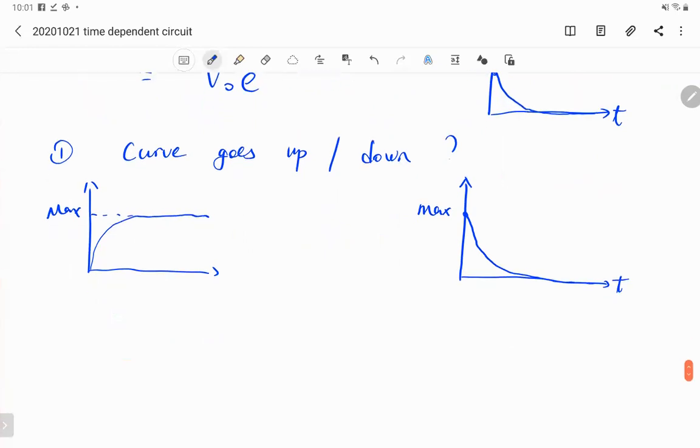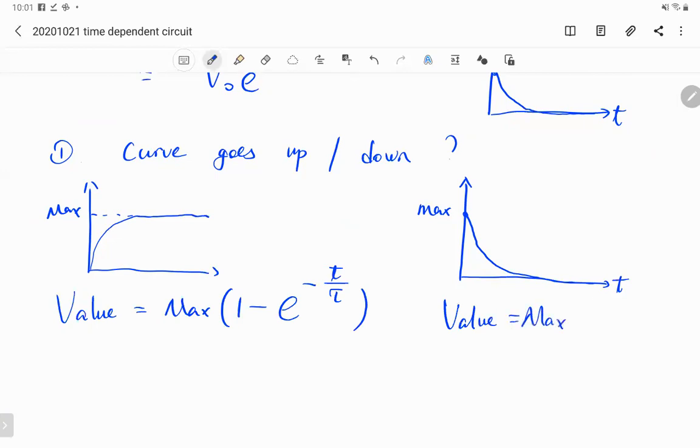If it goes up, the expression will be the value we're looking for equal to the maximum value times 1 minus exponential of minus t over the time constant. And for the drop down curve, the value we're looking for is equal to the maximum value times an exponential decay.